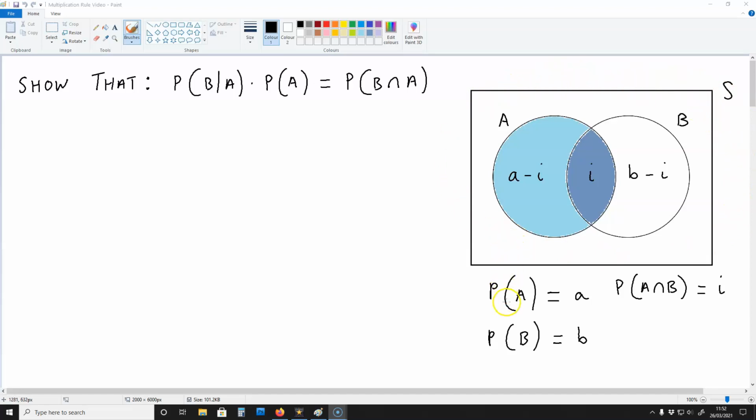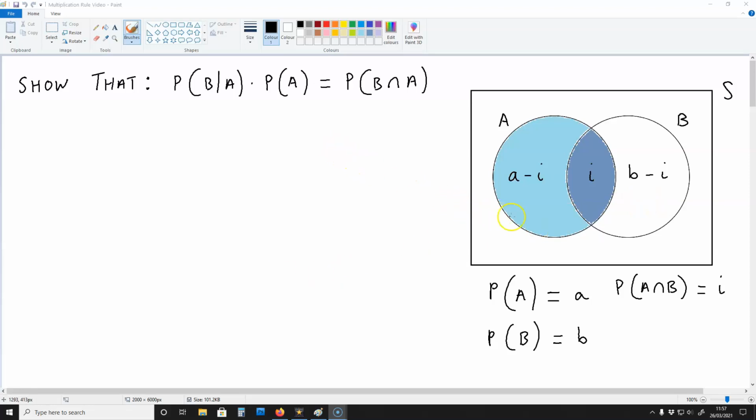In this diagram, the probability of A is small a, the probability of B is small b, and the probability of A intersection B is I. That means that this is going to be I, this intersection. This part to the left over here is going to be A minus I, and this part to the right over here is going to be B minus I.